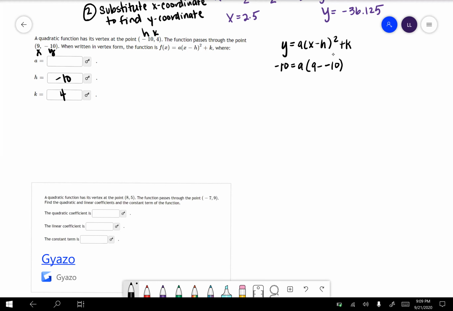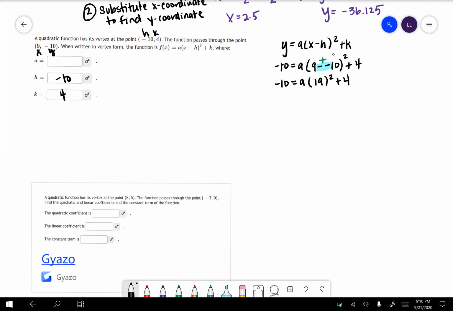And those two minuses we talked about before create a situation of a positive. So that's going to be a plus, squared, plus the k, which is 4. Now we're going to simplify our expression and solve, okay? So we have -10 is equal to A times 9 plus 10, which is going to be 19, squared, plus 4.